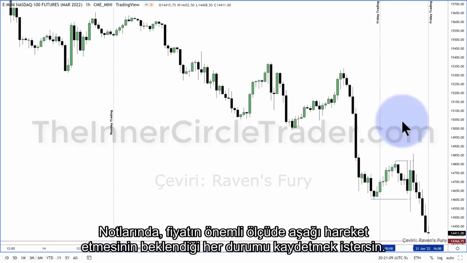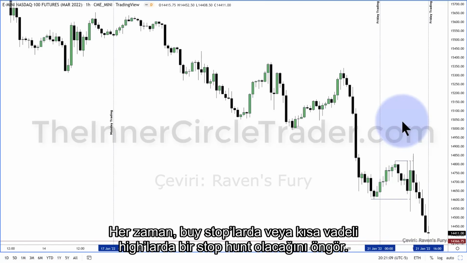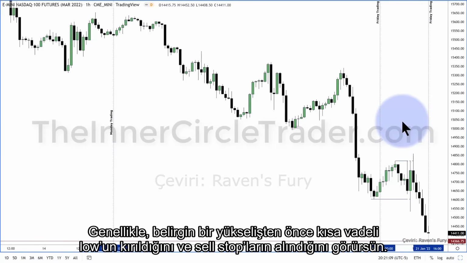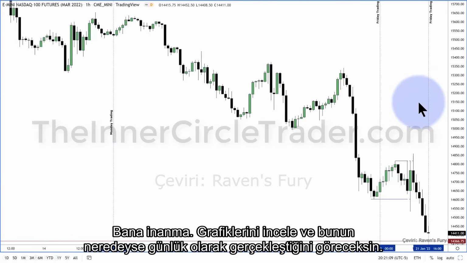Okay. In your notes, you want to record: anytime a significant price move lower is expected, always anticipate some measure of a stop hunt on buy stops or a short-term high being taken out. Obviously, it's reversed when you're looking for higher prices. Generally, you'll see a short-term low taken out and sell stops taken before you see a very pronounced rally higher. Don't take my word for it. Go through your charts and you'll see it's actually occurring almost on a daily basis.